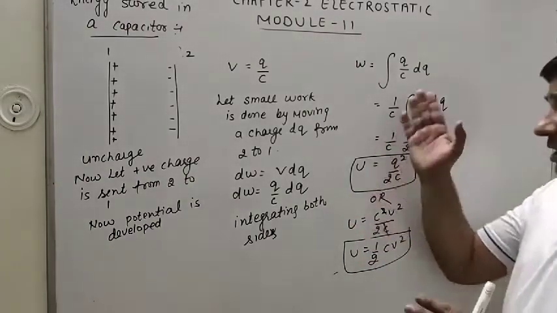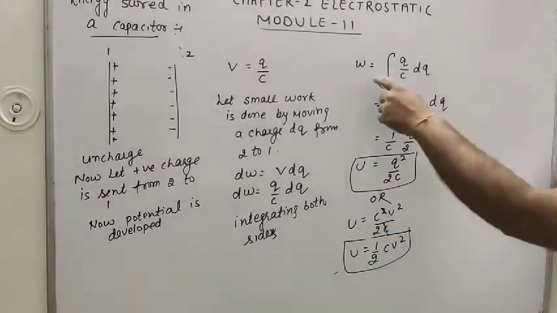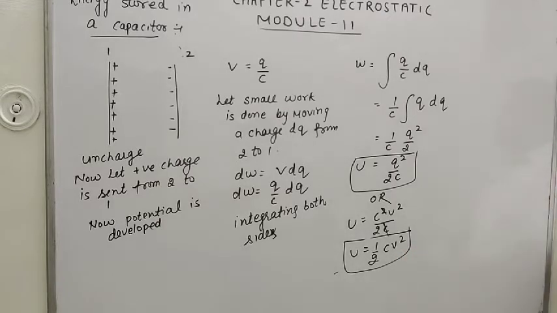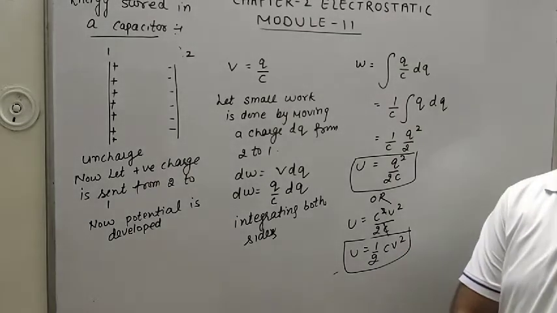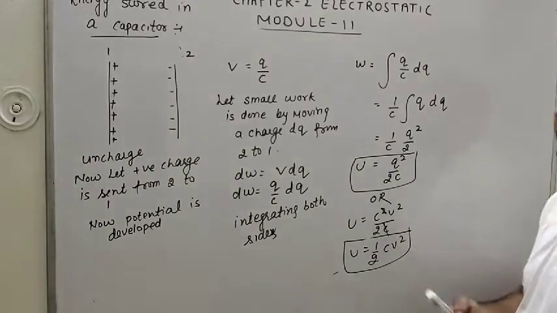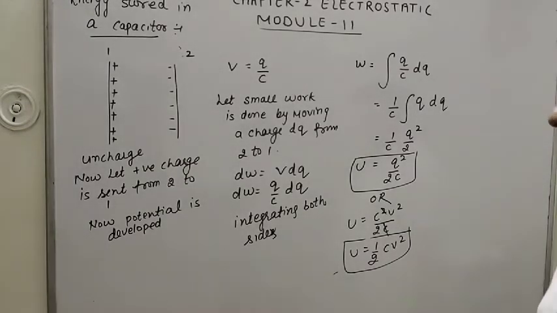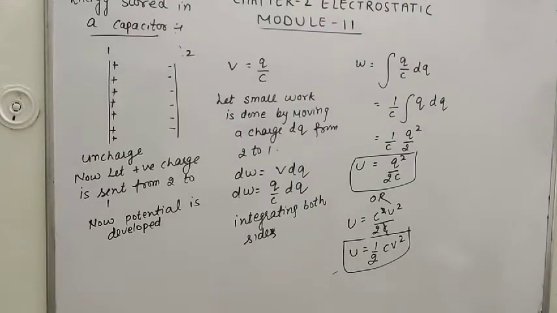So integrating, W is equal to this formula, and this is the formula of energy, half CV square, or you can say half Q square by C, and this is the energy stored in a capacitor. Now, sometimes it can be asked what is the energy density across a capacitor. Now we will discuss energy density.